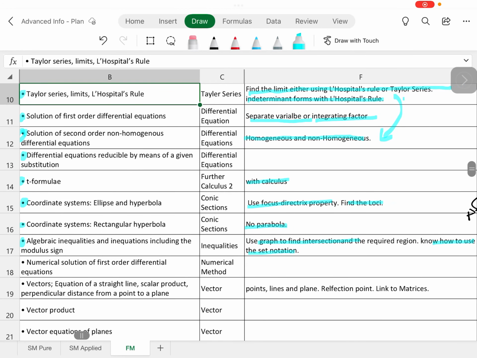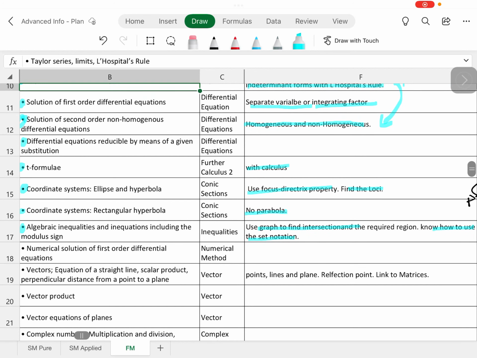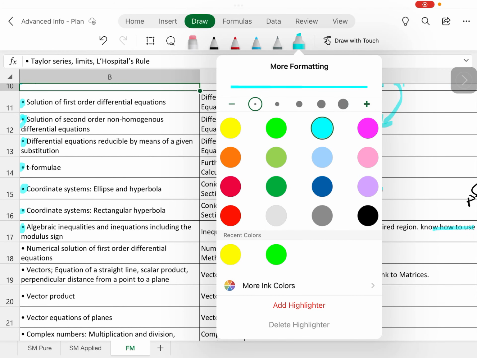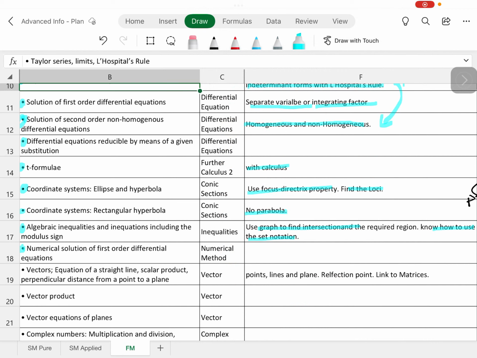All right, followed by numerical solutions. Really not much to say about numerical solutions. There are 3 different methods, you need to know them.